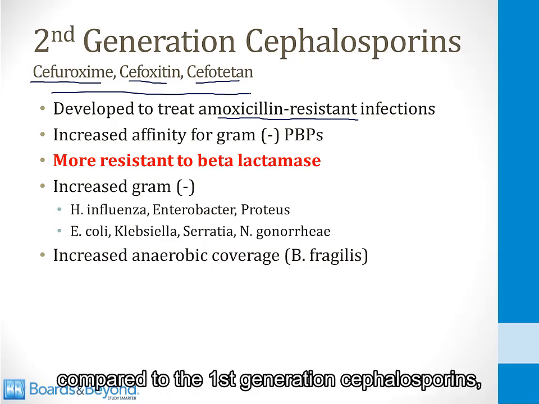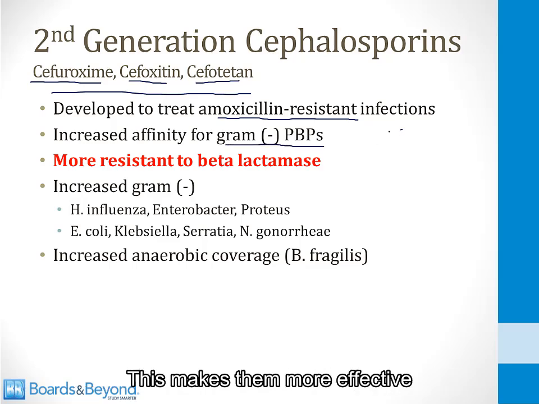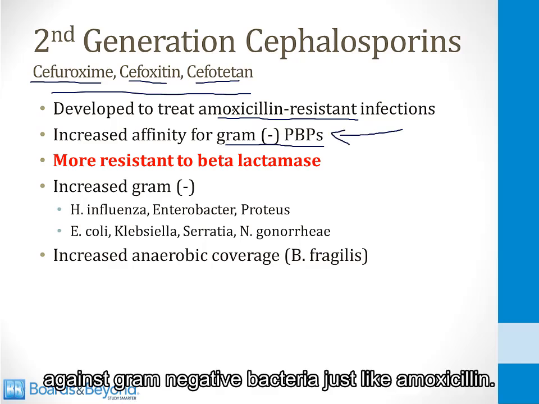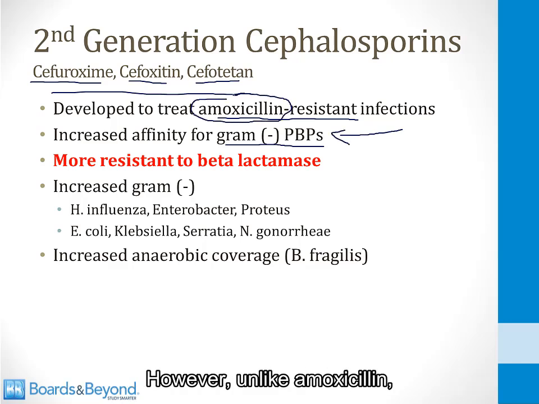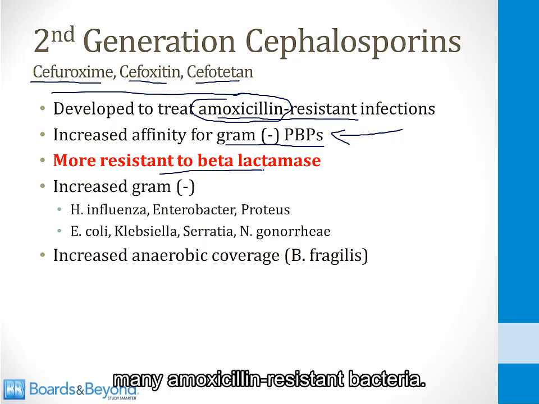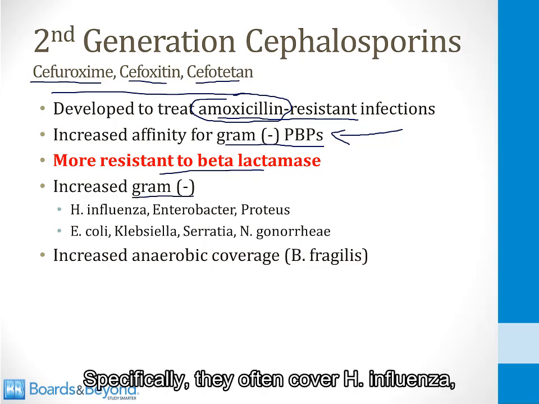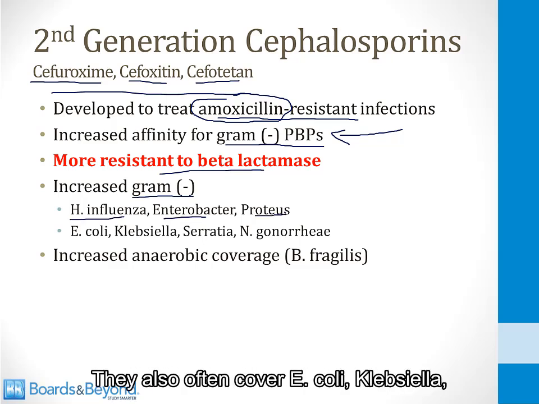Therefore, these drugs, compared to the first-generation cephalosporins, have more affinity for gram-negative penicillin binding proteins. This makes them more effective against gram-negative bacteria, just like amoxicillin. However, unlike amoxicillin, these drugs have some resistance to beta-lactamases. Therefore, they can overcome many amoxicillin-resistant bacteria. Compared to the first-generation drugs, they have increased gram-negative coverage. Specifically, they often cover H. influenzae, Enterobacter, and Proteus. They also often cover E.